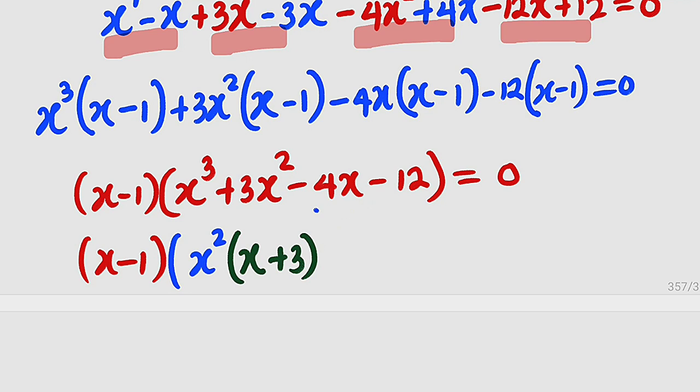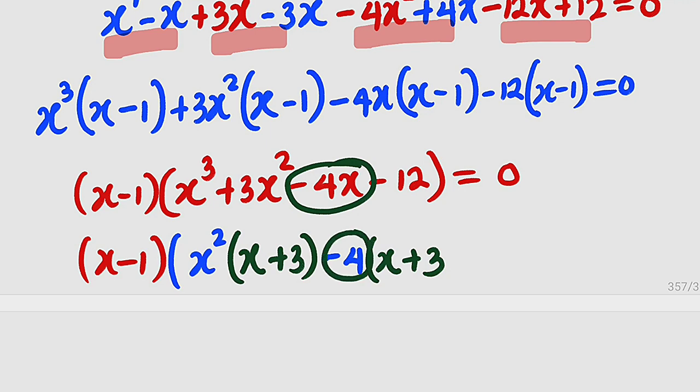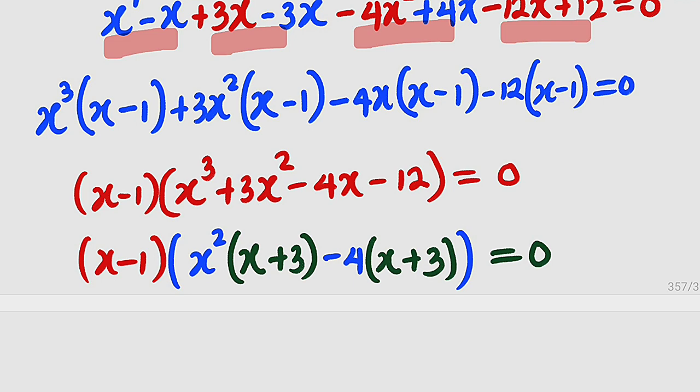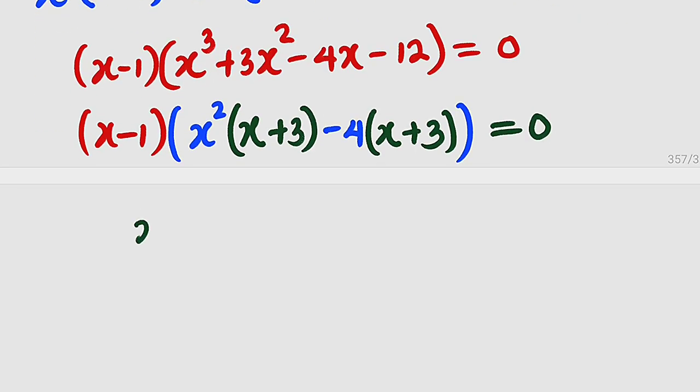Then what do we have here in common? Minus 4. Then inside the bracket we have x, then plus 3. Because the whole of this divided by this will give us x. The whole of this divided by this will give us positive 3. Then we close. And you know that the whole of this is equal to 0, right? So we have x minus 1, which was there before. But from here, you can see we have x plus 3 in common. So we have x plus 3.